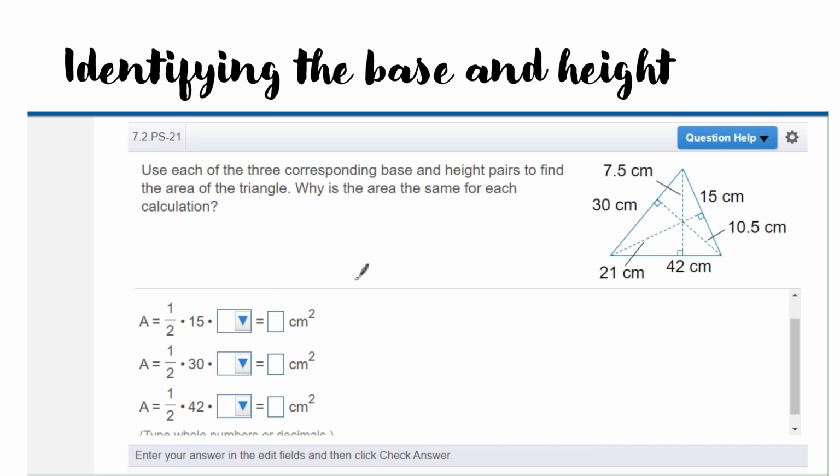So for this question, we have to correct the corresponding base with the correct height. So we have to pay attention to our shape. Our shape is a triangle. So remember that a triangle is half of a rectangle. So this is a rectangle.